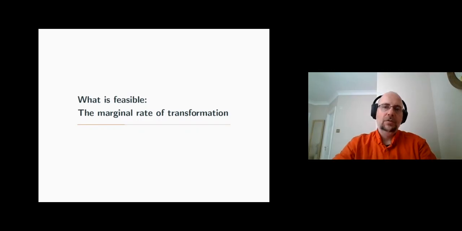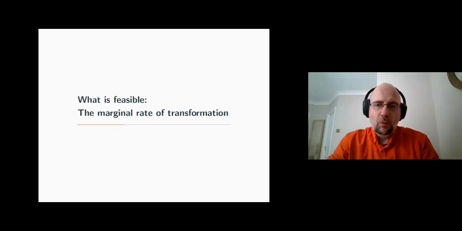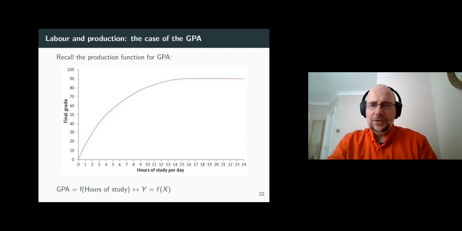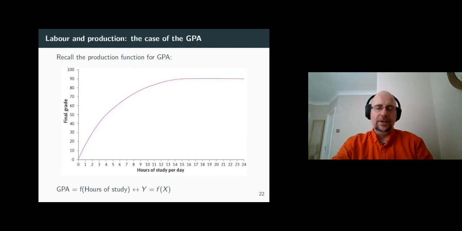In the previous video, we have seen what people want and how they want to trade one good for another to stay basically equally well off. In this video, we'll continue the building blocks of our model and we'll analyze not what people want, but what they can actually do. So let's go back to our production function for grades.